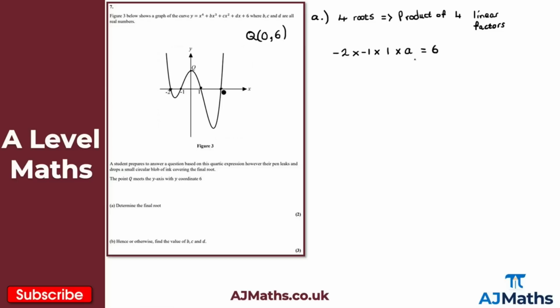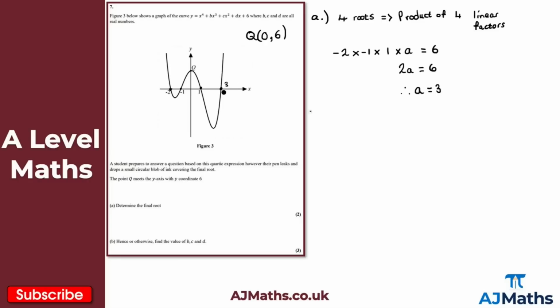If we evaluate the left-hand side, minus 2 times minus 1 is positive 2. Times that by 1, I still get 2. Times that by A, I get 2A, which is equal to 6. Dividing both sides by 2, I get A equals 3. So the root underneath this blob of ink is 3. That's part A done, first 2 marks there.